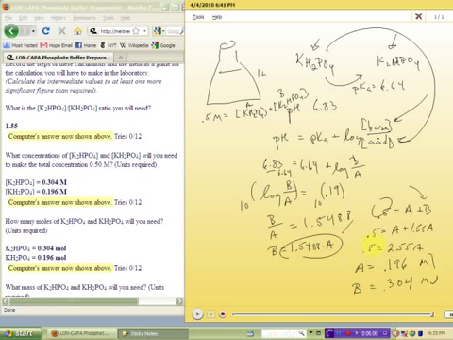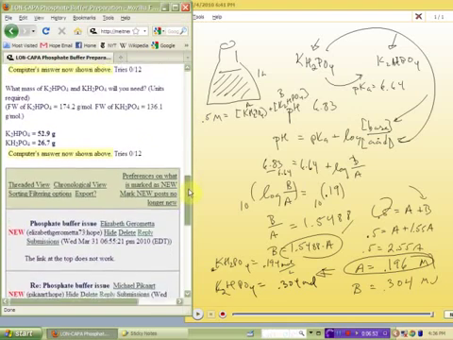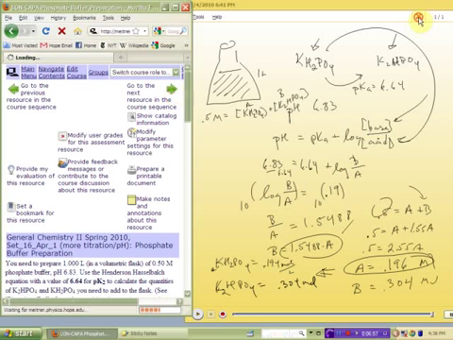How many moles of each? Because I'm given 1 liter, that's the volume I want to have. I need 0.196 moles of A in 1 liter. So the number of moles of the acid form, the KH2PO4, has to be 0.196 moles, because that divided by the 1 liter gets me my molar concentration. And my monoprotic, the conjugate base, has to be that many moles. Then I should be able to figure out the mass from the molar masses. So that should get you through that one.